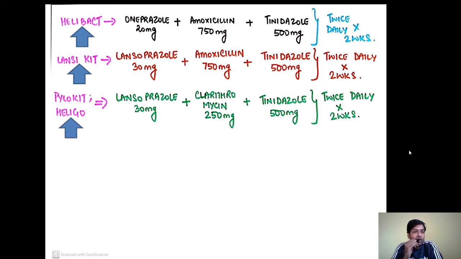Again, we have Pylocate or Heligo. Here we have lansoprazole 30, clarithromycin 250, tinidazole 500. Now again they are used twice daily for 2 weeks. So these are the dosages and these are the clinical drugs, the brand names which are available and which are used for treatment of H. pylori.